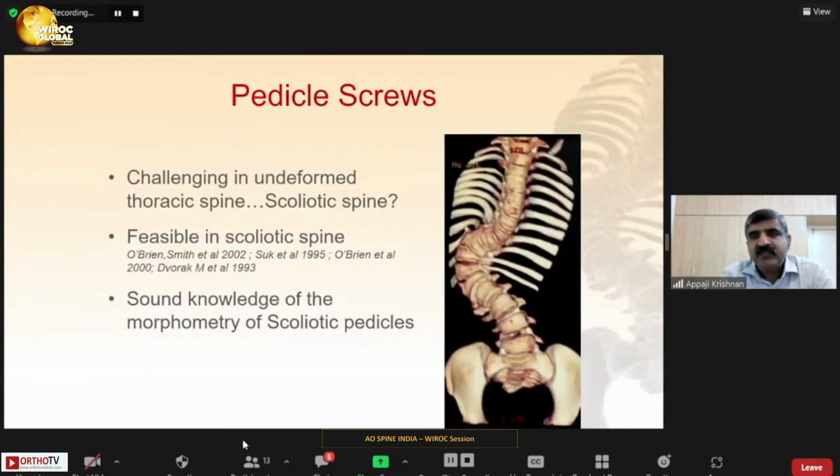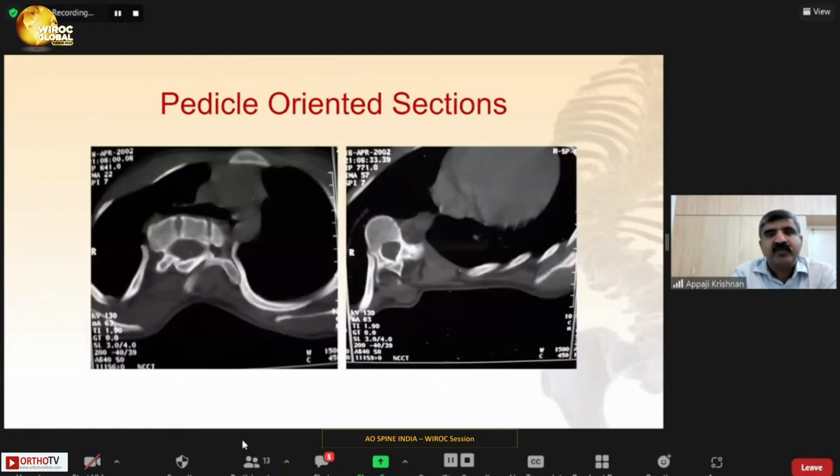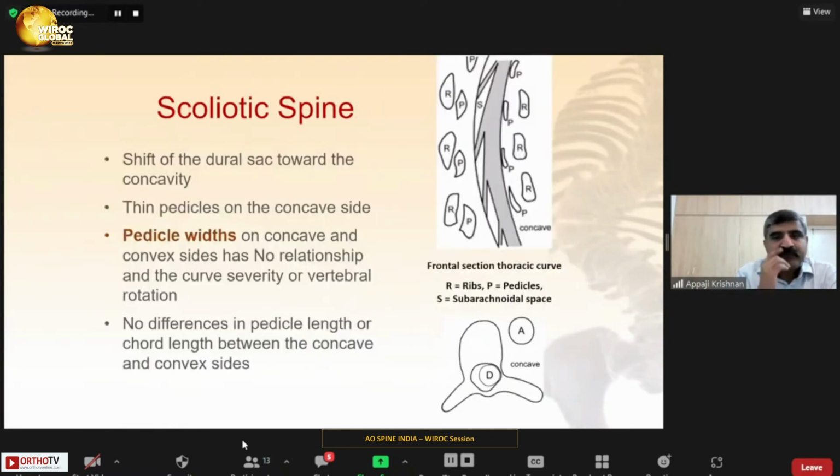The more challenging pedicle screws in thoracic spine will be in the deformed scoliotic spine. It is feasible, but you should have much more morphometric knowledge of the scoliotic pedicles. So the pedicle orientation is totally different. The pedicles may be in a windswept pattern. The problem in scoliotic spine will be the shift of dural sac towards concavity. There will be thin pedicles on the concavity. The pedicle width on concavity may be almost not there. You may not even have a pedicle there.